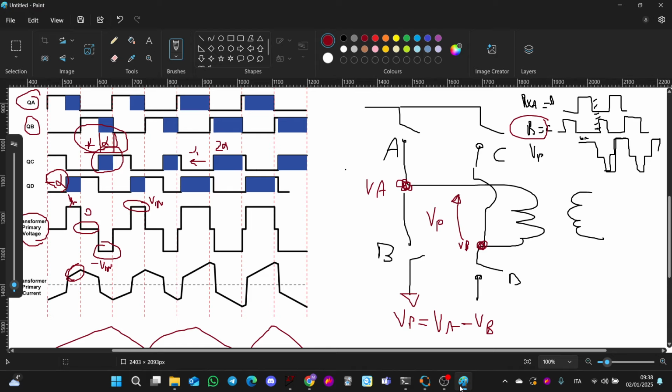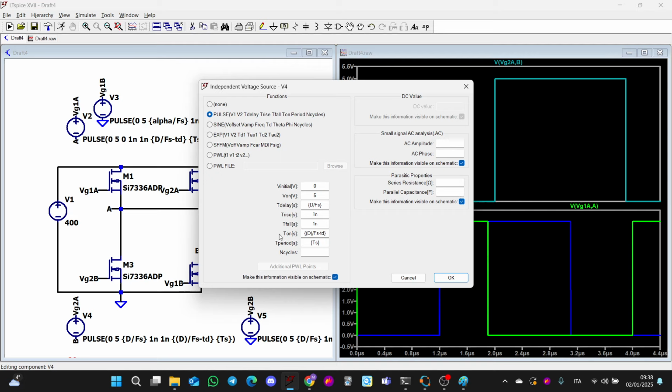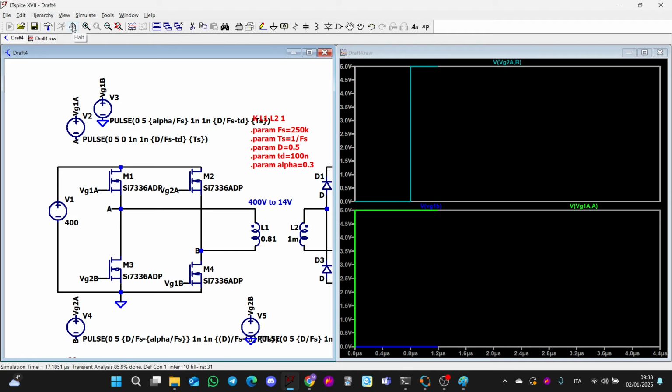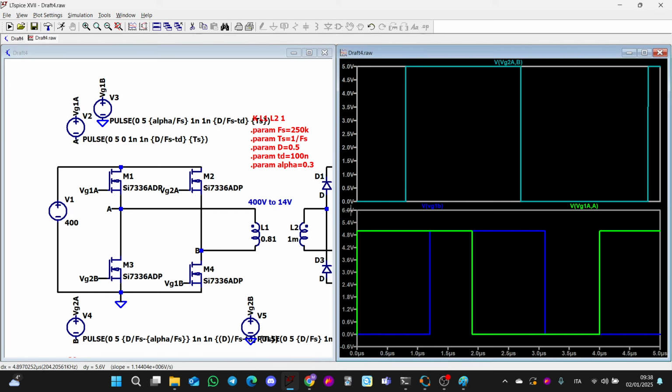The C, okay, A and B remain the same. So you have to take this waveform here, VG2, and translate it with a parameter called alpha over fs. Should be like that. I hope so. Or something wrong is happening.